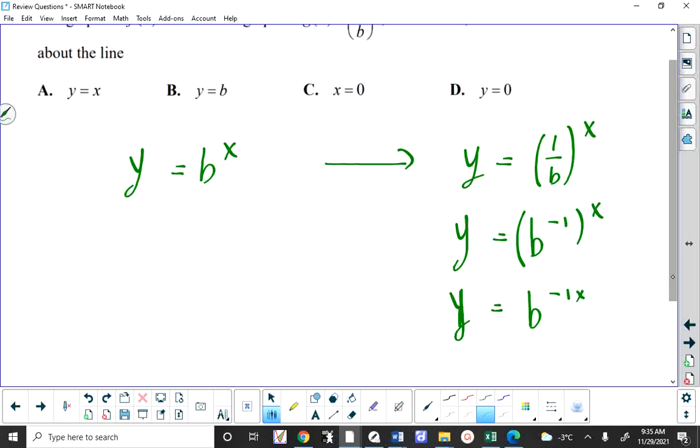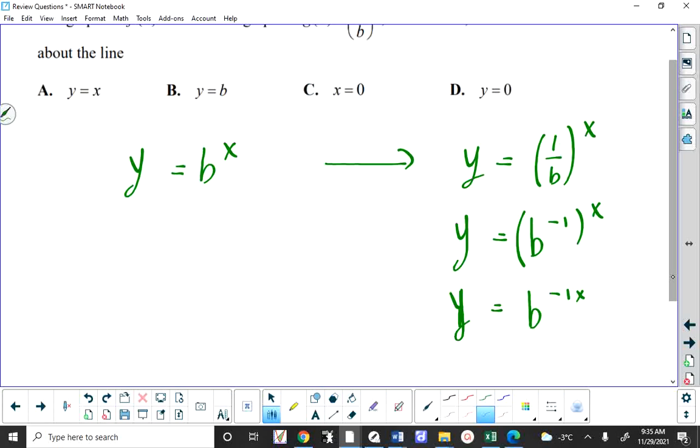And now when you compare y equals b to the x to y equals b to the negative x, you've introduced the parameter of what we would call in Unit 1 b, the coefficient of x. But when I say that b here is negative 1, I'm not talking about the base. I'm talking about your a, b, h, k set of parameters. And if b is negative 1, in other words, if you multiply x by negative 1, what you're doing is you're reflecting horizontally across the y-axis, and the equation of the y-axis is x equals 0.